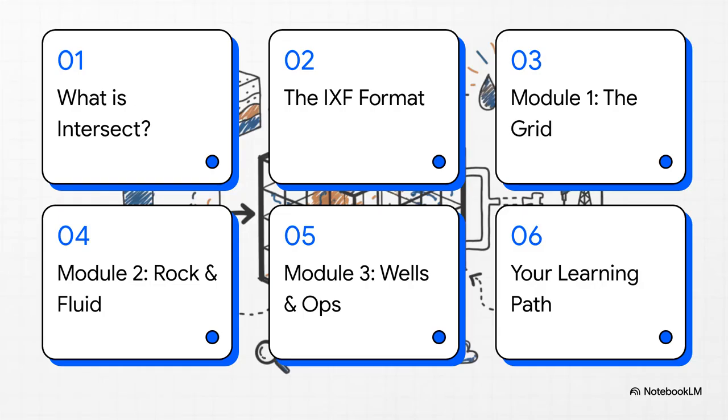So here's how we're going to break this down. This is our roadmap. First, we'll get into the language of Intersect. Then, we'll build our model piece by piece with 3 core modules: the grid, the rock and fluid properties, and finally, the wells and operations.